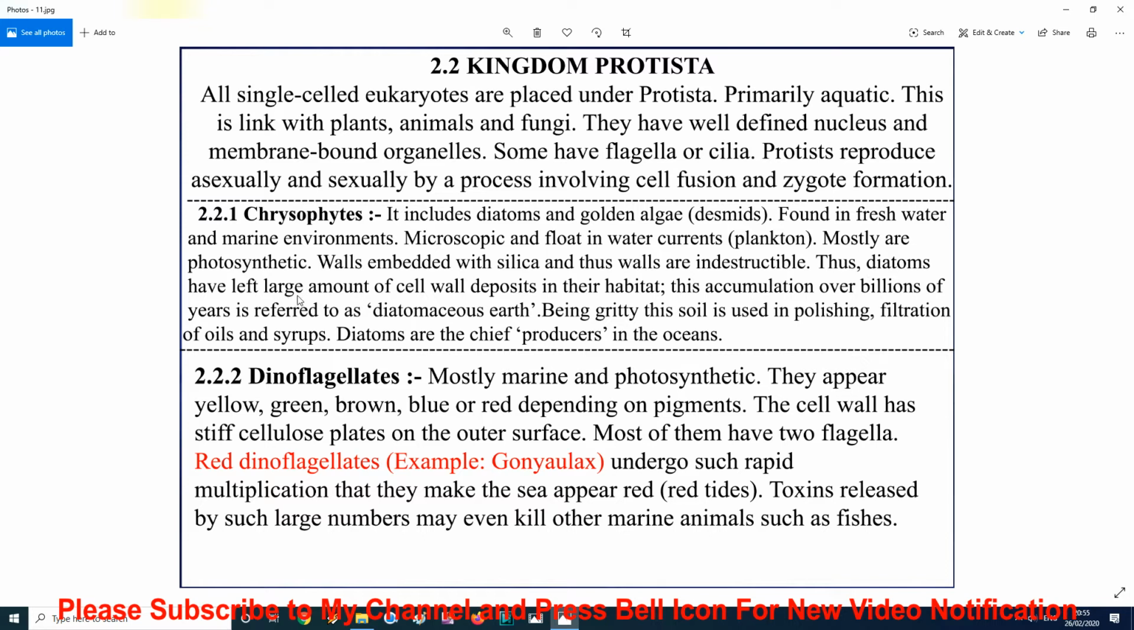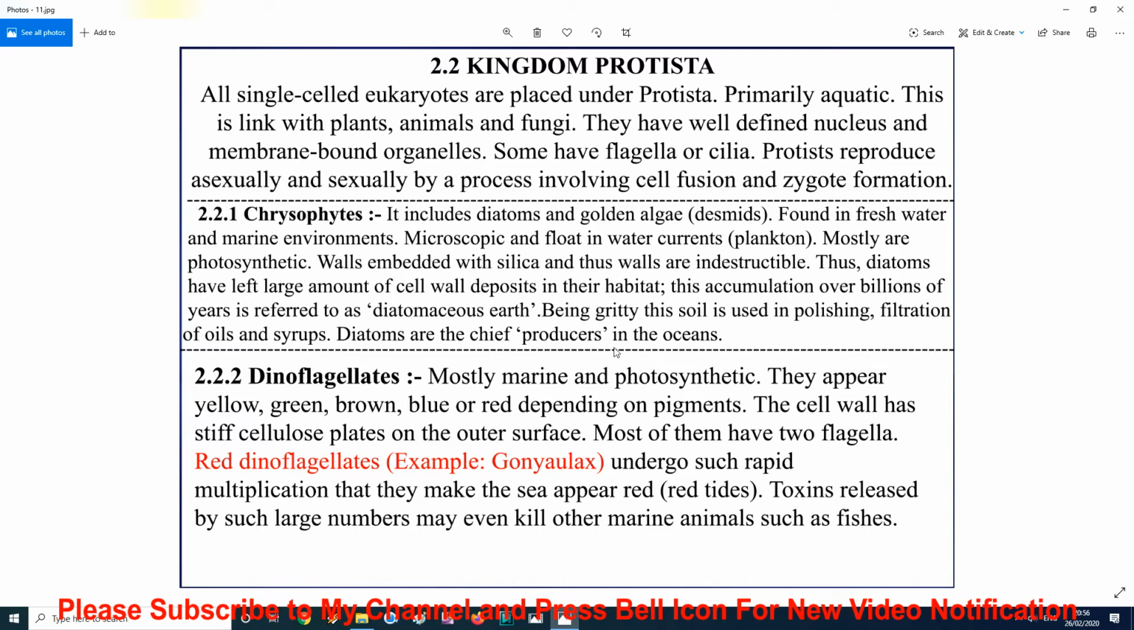Thus, diatoms have left a large amount of cell wall deposit in their habitat. This accumulation over billions of years is referred to as diatomaceous earth. When these chrysophytes die, their cell walls accumulate for many years, billions of years, and after their aggregation it becomes diatomaceous earth. Being gritty, this soil is used in polishing, and in filtration of oils as well as syrups.